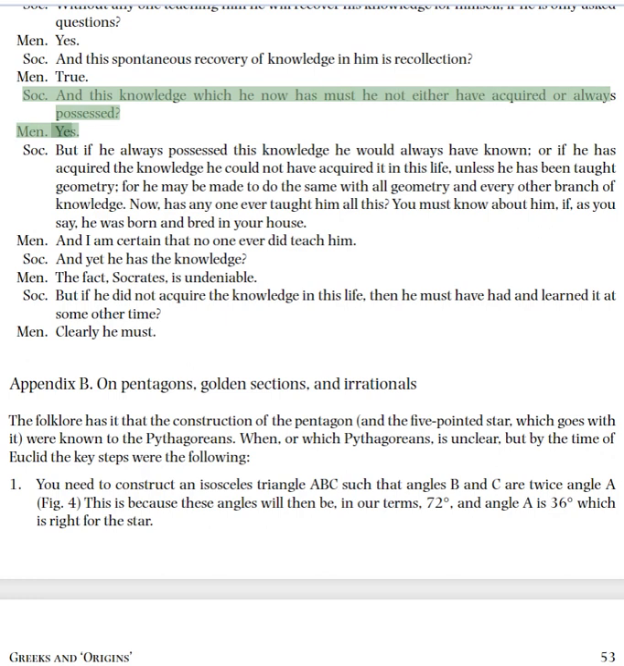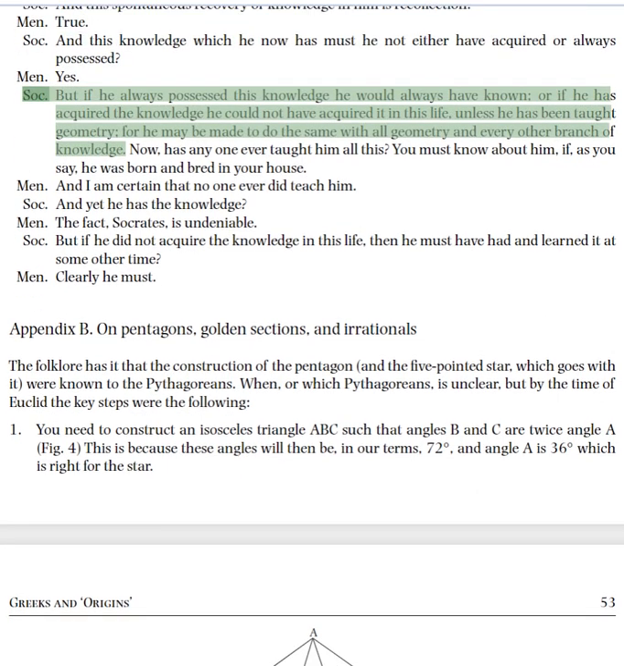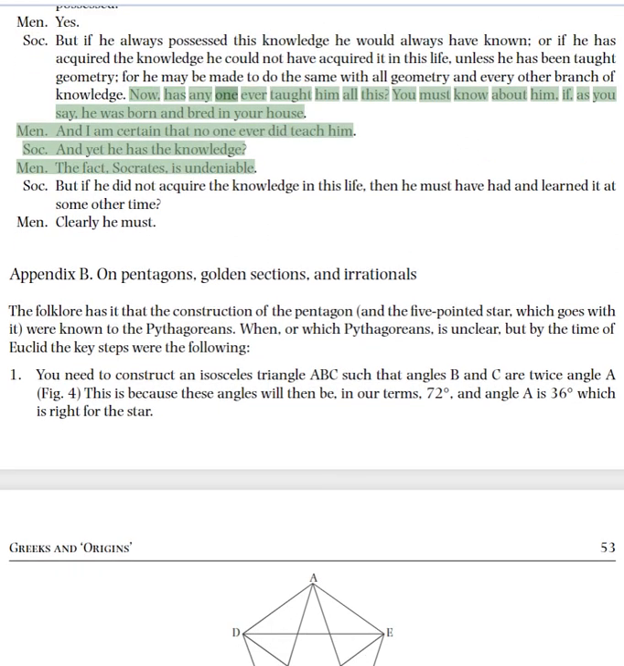SOC. And this knowledge which he now has must he not either have acquired or always possessed? Men. Yes. SOC. But if he always possessed this knowledge he would always have known, or if he has acquired the knowledge he could not have acquired it in this life, unless he has been taught geometry, for he may be made to do the same with all geometry and every other branch of knowledge. Now, has anyone ever taught him all this? You must know about him, if, as you say, he was born and bred in your house.